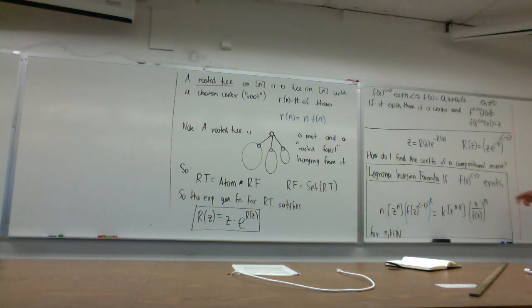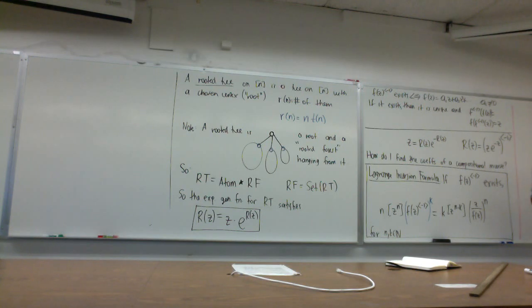And so this means, if you want to find the compositional inverse of this, you should be finding some series g, so that when you plug in a1 times g of z plus a2 times g of z squared, etc., you should be getting z. That's what it means.